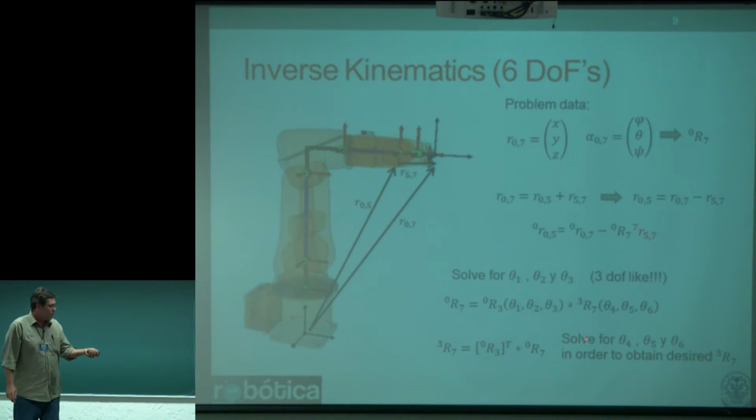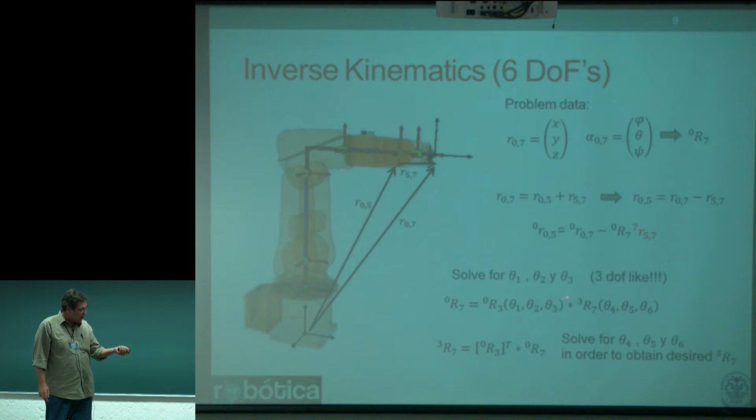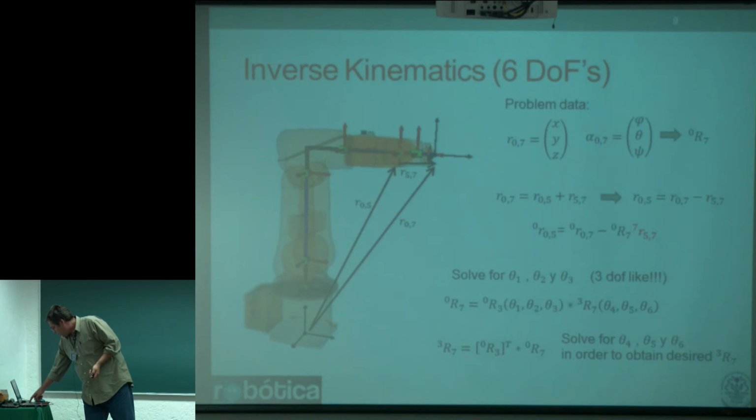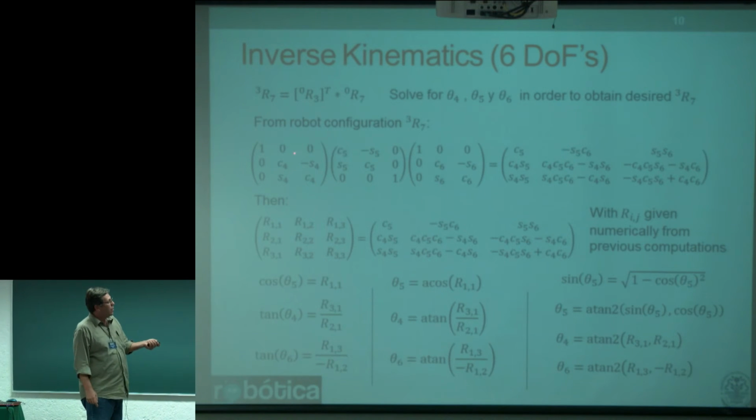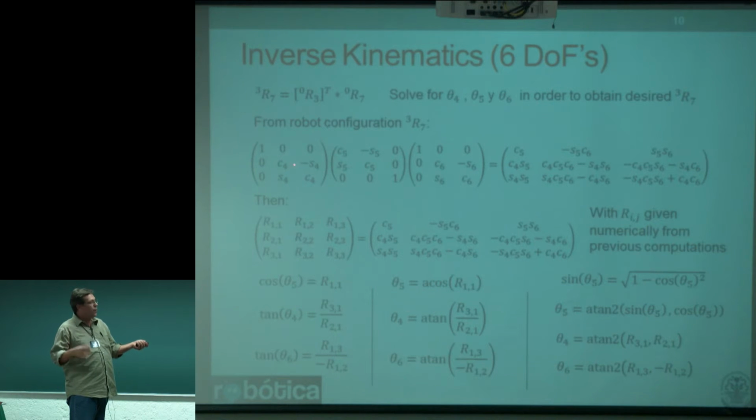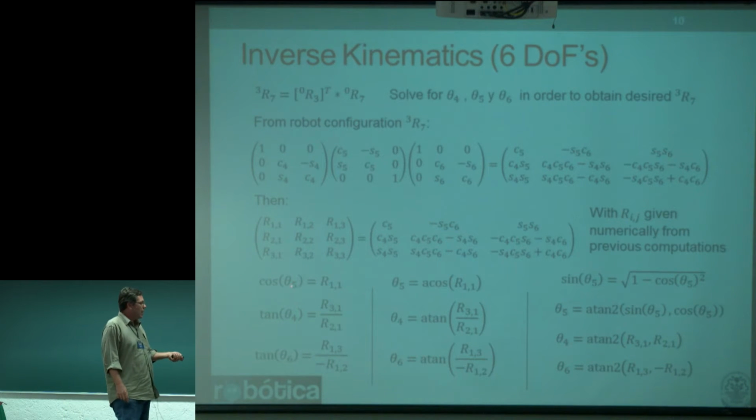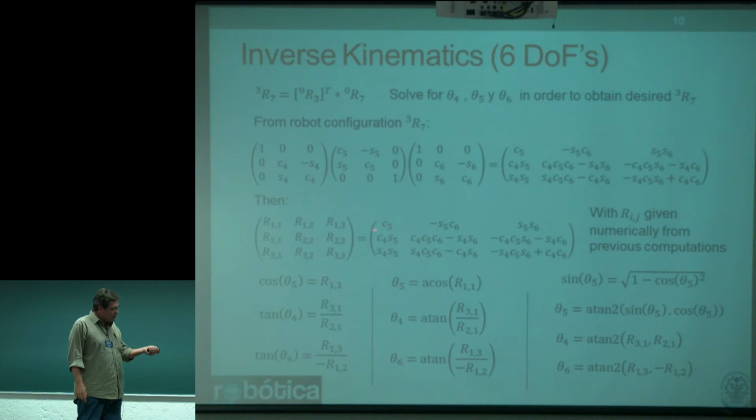and these 3 we can obtain from the following calculations. So we can obtain R from 3 to 7 in this way, and then we know from the robot configuration that it is a rotation about x, z, and x again. So we obtain this kind of expression. So at the left we will have numerical values. That means that we can make an equation of this matrix, and then by observing that this cosine is exactly here, we can obtain theta 5.